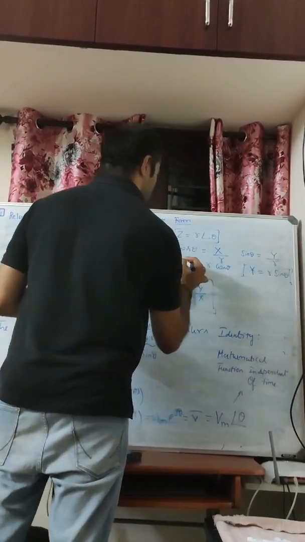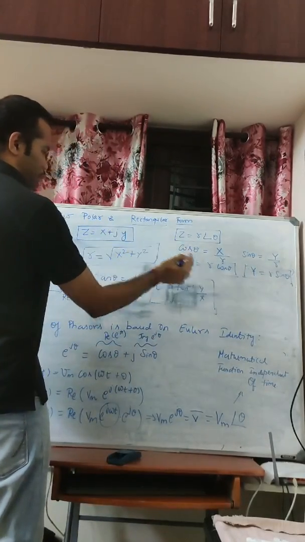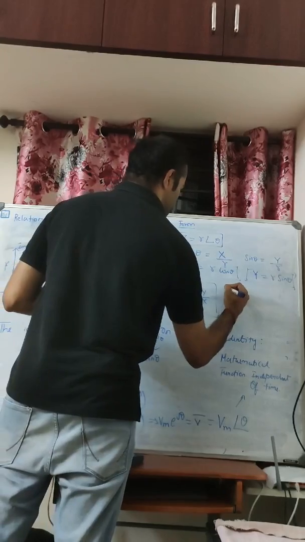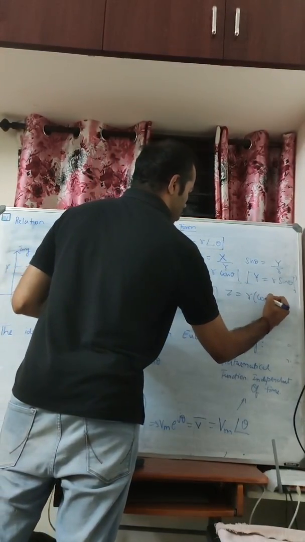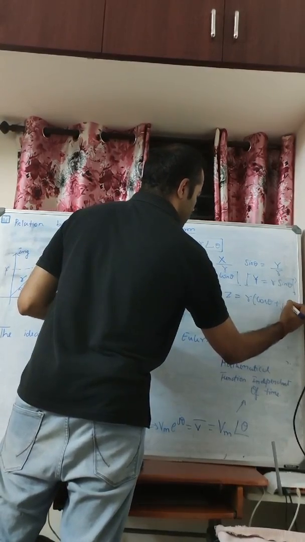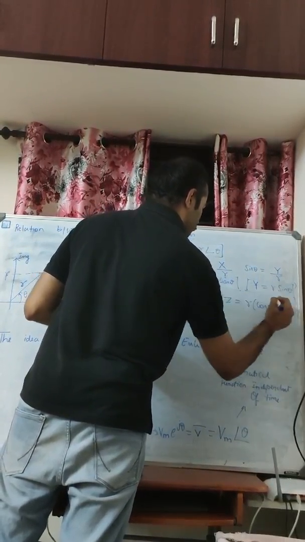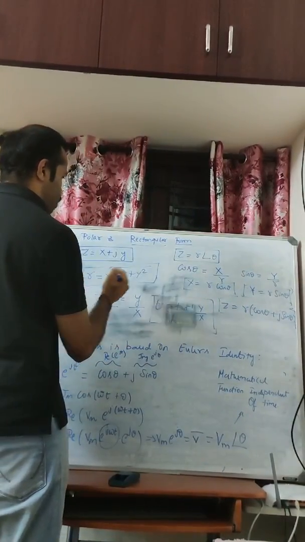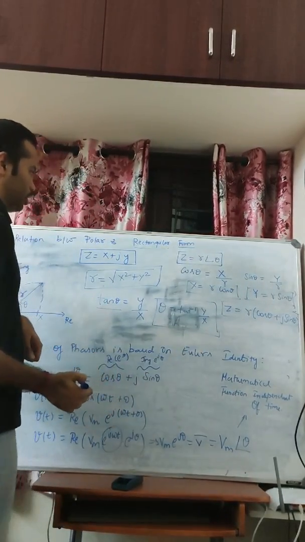If you substitute these in your rectangular form, you get z equal to r, which is common, times cos theta plus j sin theta. This is how you are relating both your polar form and your rectangular form. I am repeating once again.